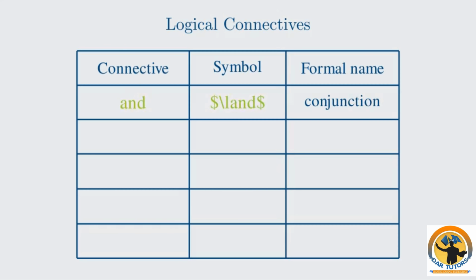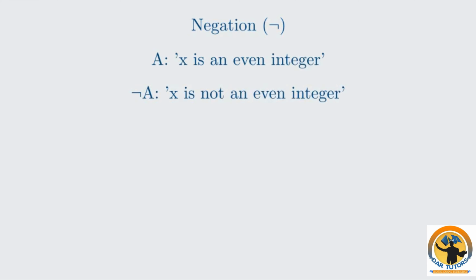Let's focus on two of the most important connectives for proof: negation and implication. First, negation. The negation of a statement A, written as not A, is its opposite. If A is true, not A is false, and vice versa. For example, if statement A is x is an even integer, its negation, not A, is x is not an even integer. This is a crucial concept for proof by contradiction, which we will cover later.